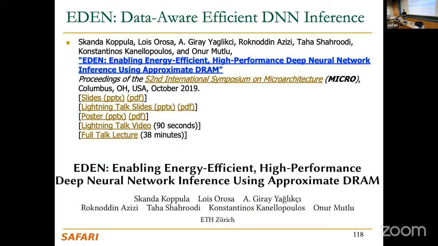So for sure you'll have the opportunity to learn much more about each of these papers, but we will also cover some of them in the lectures themselves, because they are relevant for the goals of the course. This one, for example, from IEDM, presented in 2019: enabling energy efficient, high performance deep neural network inference using approximate DRAM. What do we call approximate DRAM?